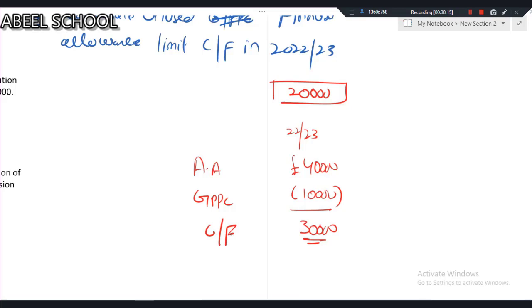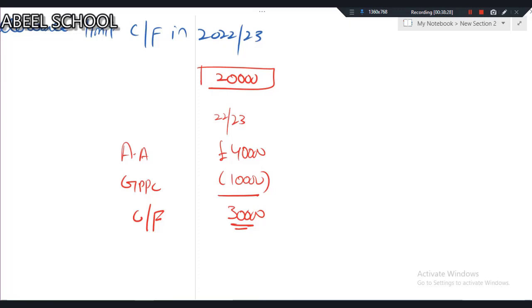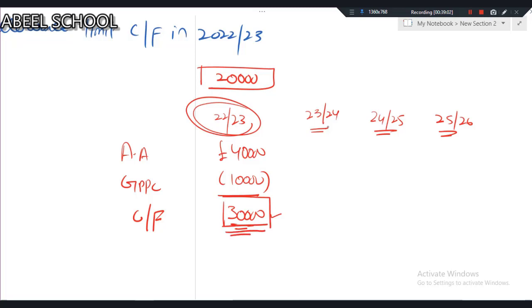This unused limit is actually carried forward for 3 tax years and used on FIFO basis. You can carry forward this 30,000 unused limit for 3 tax years. 3 tax years means what? 23-24, 24-25, then 25-26. Repeat: the unused limit of 22-23, which is 30,000, can be carried forward for 3 tax years, that is 1, 2 and 3. So we can maximum carry forward unused limit for 3 tax years.